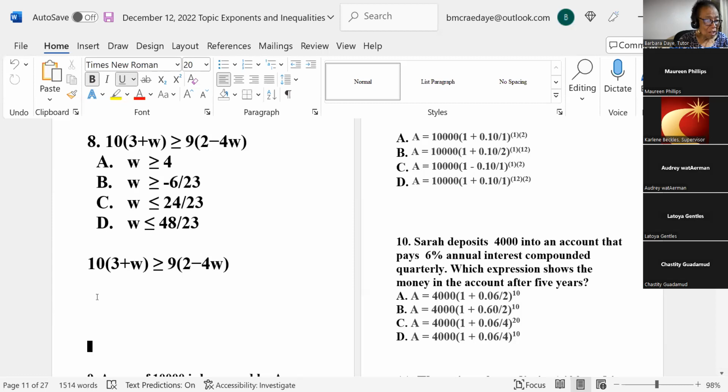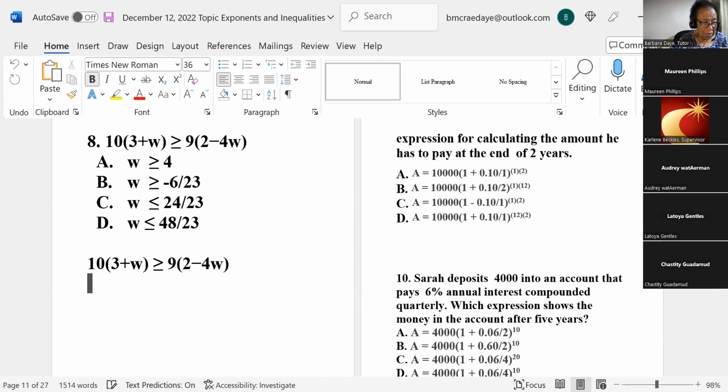Maureen, you said you're stuck? 23. Maureen, what's 10 times 3 plus W? 30 plus W. You threw away the 10. Yeah, the 10 is multiplied by everything here. So what would that be, Maureen? 10 times 3 plus W.